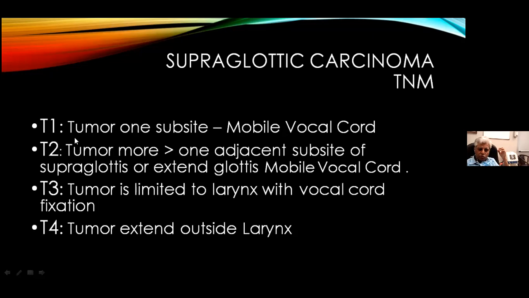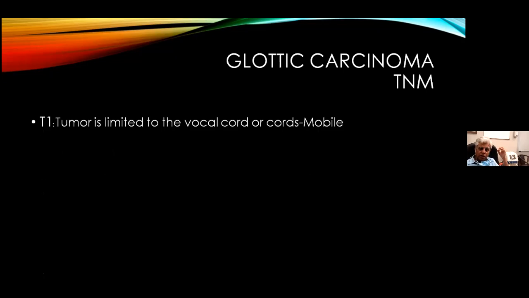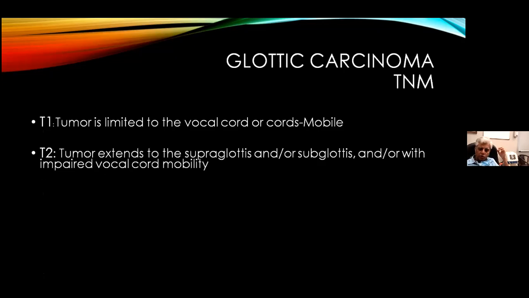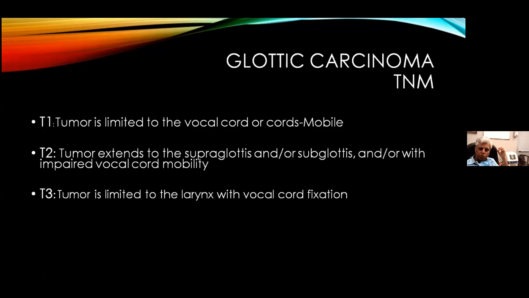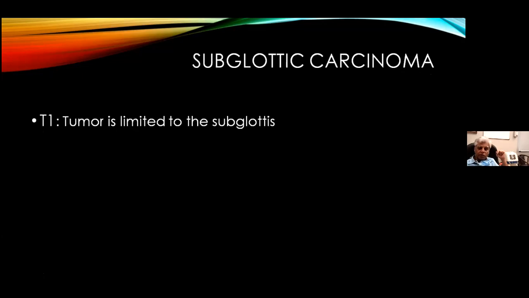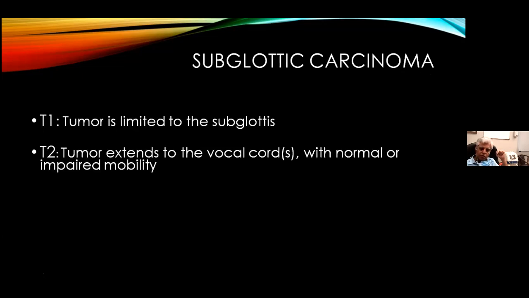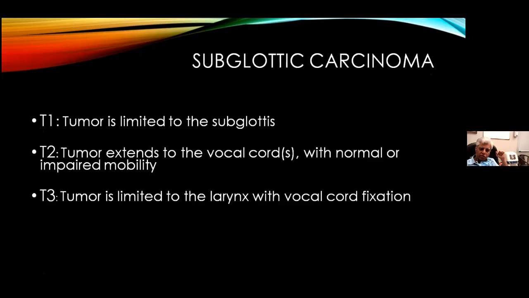T1 is a very early stage tumor. T2 is involving more than one subsite or is extending from supraglottic to glottic region. Glottic again, tumor limited to one vocal cord, vocal cord mobile, tumor extending to supraglottic or subglottic, or vocal cord mobility is impaired. It is not completely fixed, with slight movement, it becomes T2. T3 is again vocal cord is fixed. T4 again same. The subglottic again same: limited to one subsite, that is subglottic, or extending to the vocal cords with normal mobility or with vocal cord fixed.